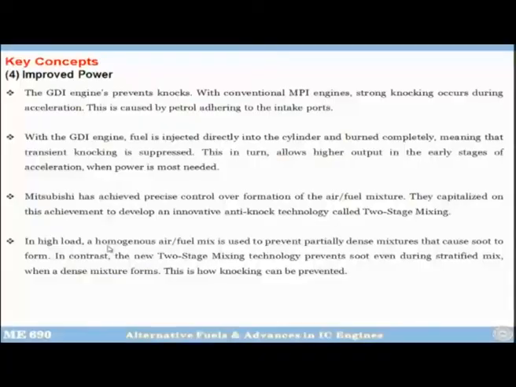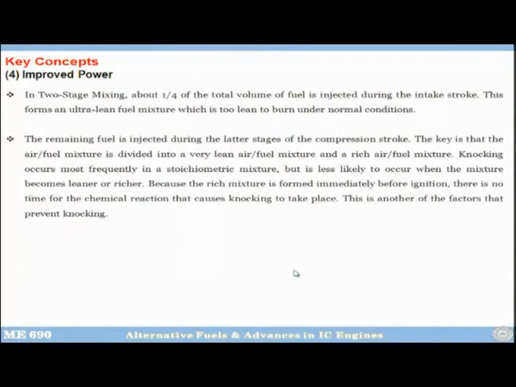So, in high load condition, a homogeneous air fuel mixture is used to prevent partially dense mixtures that cause soot to form. In contrast, the new two-stage mixing technology prevents even the soot formation during the stratified mixing when a dense mixture forms. So, using two-stage mixing, two things happen. One is that knocking can be prevented, the other thing is that soot formation can also be reduced. How do we achieve this? I will show you how we achieve this.